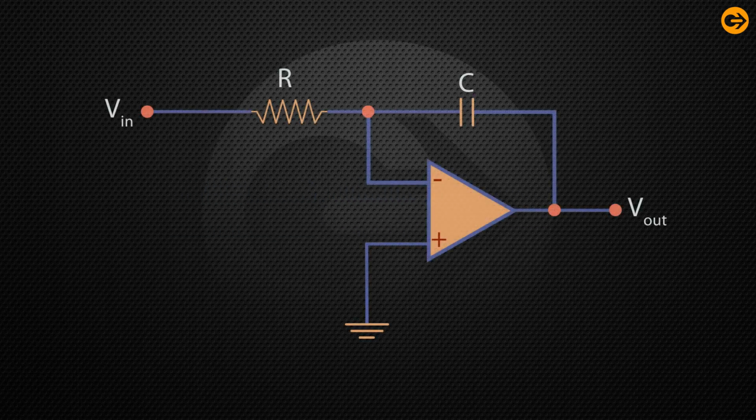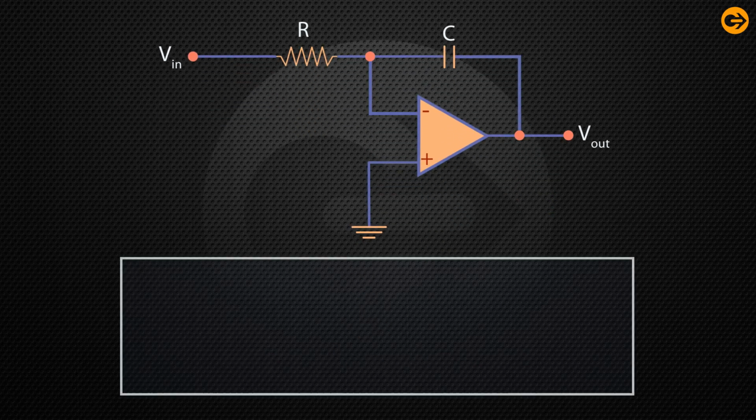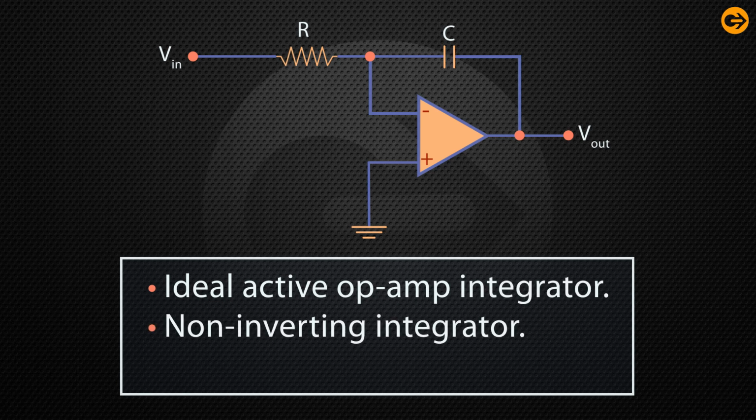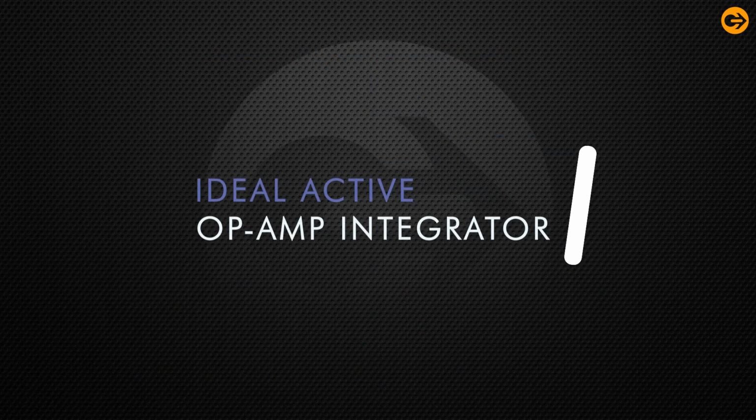Now, integrator using operational amplifier. There are several types of integrator that can be made using operational amplifier. Some of the most used types of integrators are the ideal active op amp integrator, the non-inverting integrator, and the practical integrator. Now let's discuss these types one by one. An ideal active op amp integrator.